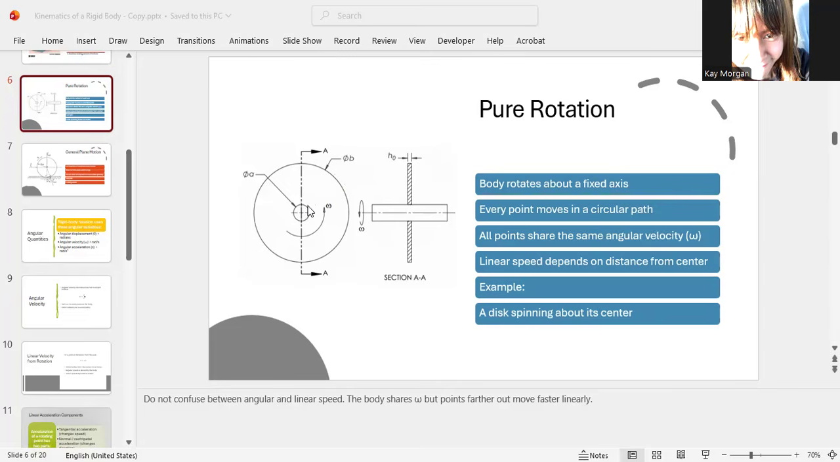Nearer is going to be slower, and of course, further away from that axis to the outside, linear speed is going to be faster. Linear, not angular, okay? Angular is going to be the same. You have two different velocities going on.